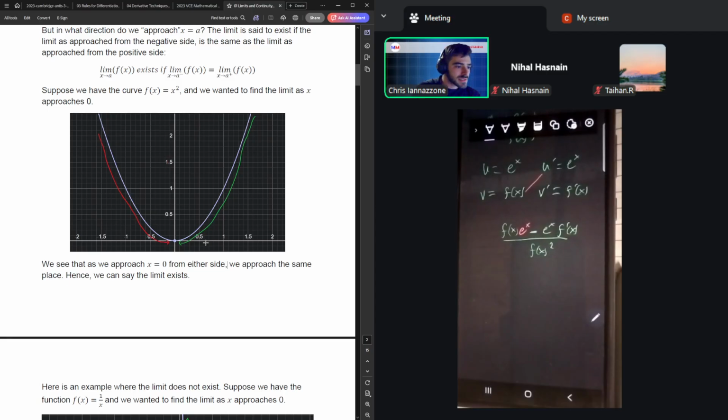If the limit exists, the value is whatever y value you end up at that particular point. So in this case, the limit exists and the value of the limit is 0 because the y value is 0 there.